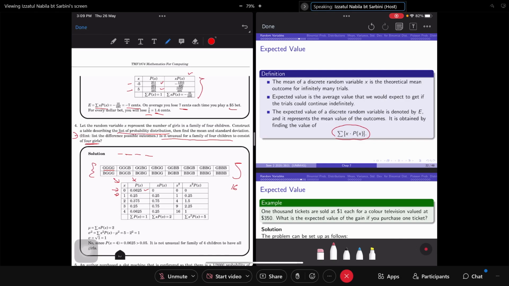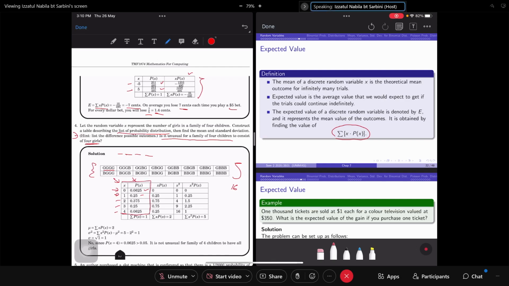Similarly for this one, the probability of getting one girl. You count how many outcomes there are for one girl, then you divide by 16, so you get the probability. Same for the others. This one is all girls, so there is also one outcome, so 1 over 16 as well. So it's 0.0625.